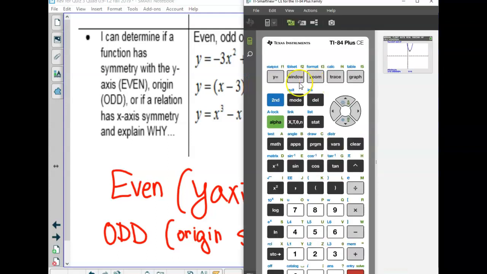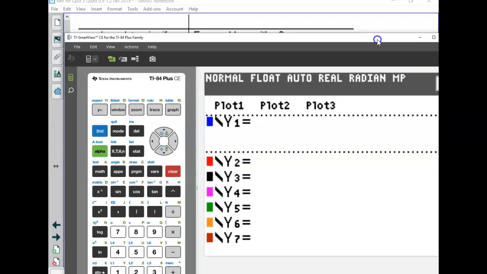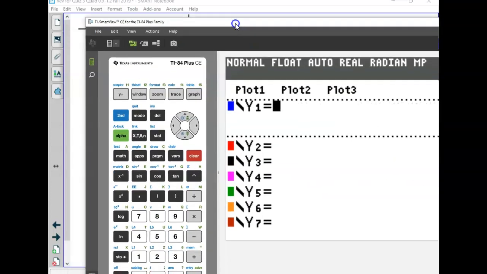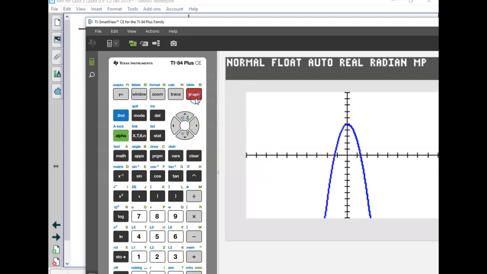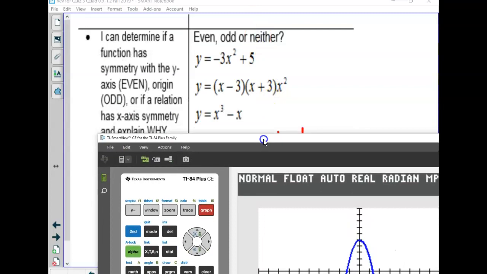-3x² plus 5. I can tell you right now because it has an even exponent actually on both, because the constant has an exponent of 0, so it should be even, but that comes from a million years of teaching, approximately. Is that looking even? Y-axis symmetry?